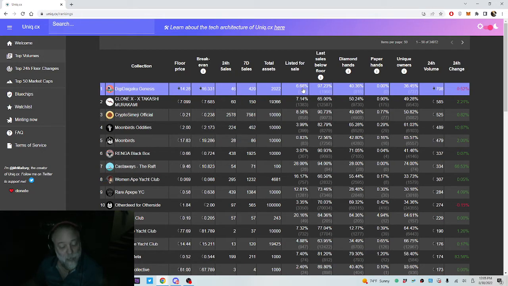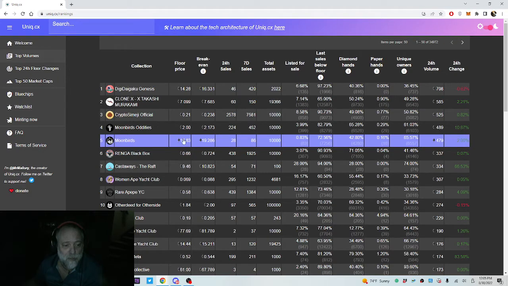Well, how many of them are listed for sale? If 80% of them are listed for sale, then probably a lot of people don't want to be in it and they're trying to sell their stuff off. If you see ones like Moonbirds, which most people consider a blue chip, and there's less than 1% listed, well, people are holding on to them. Or there might be something wrong with the project. I would say with Moonbirds, people are holding on to them and they're not selling, which not a whole lot of stuff is selling in this environment.